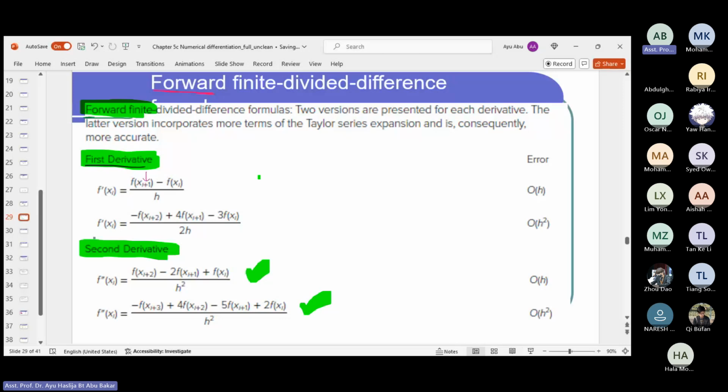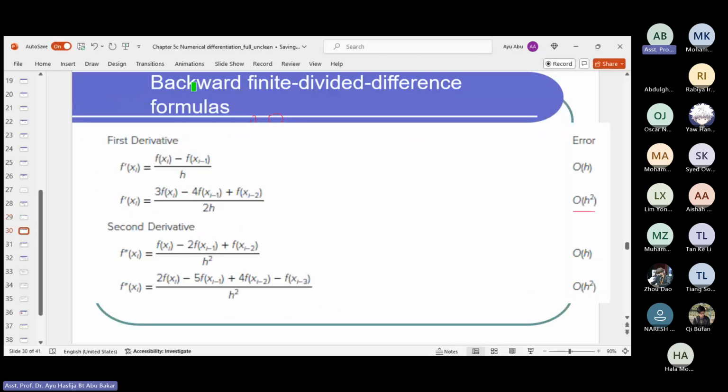Your level is not limited up to first derivative only. The question might ask up to second derivative. Then the question will mention the order, higher order or lower order. So this one is for forward, this one is for backward. Backward, first derivative, second derivative.